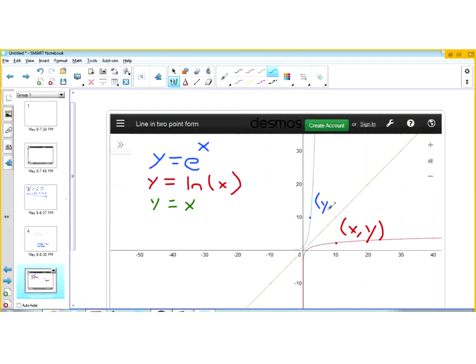if x, y is on the red curve, then y comma x is on the blue curve. So that's what we mean by symmetry with respect to the line y equals x. So if you have an ordered pair x, y on one curve, then the ordered pair y, x appears on the inverse counterpart of the curve. So that's one concept of the inverse function.